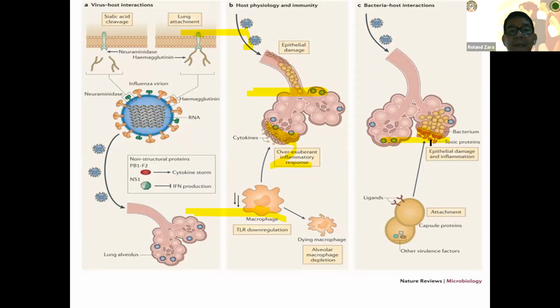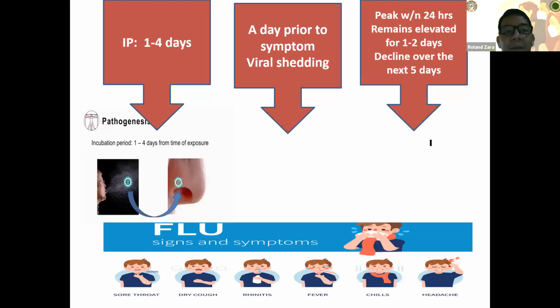Okay. So this is the incubation period. The incubation period usually is 1 to 4 days. But prior to the symptoms, you are already shedding the virus. A day prior to the symptoms, you may be shedding the virus to your household members. It usually peaks within 24 hours and remains elevated for 1 to 2 days. You may no longer be infectious after 5 days. On the sixth day, it declines over the next 5 days.